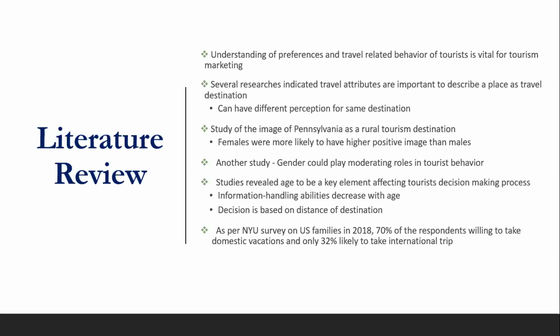That's great. So next, there was a survey at NYU by Dr. Leonard in 2018, which suggests that 70% of respondents are willing to take a domestic vacation, while 32% are likely to take international trips. And when it comes to age, there's a striking revelation that information handling abilities decrease with time, which is why the younger population is able to get more information as compared to older people. And also their decision is based on the distance of the destination.